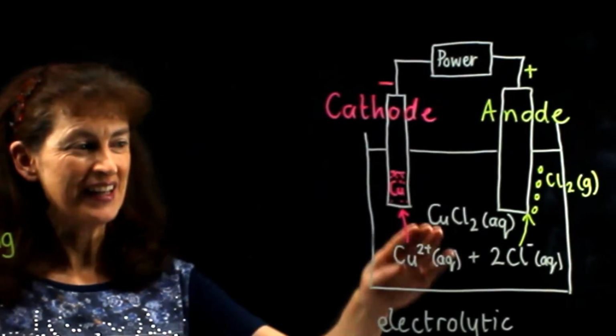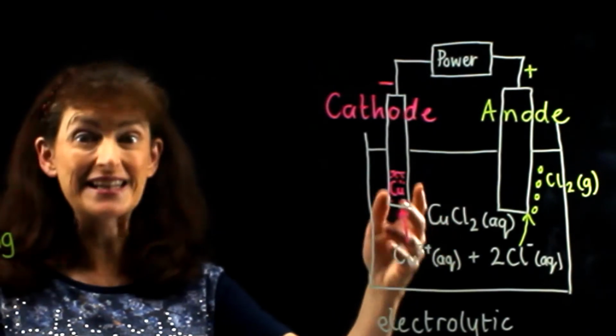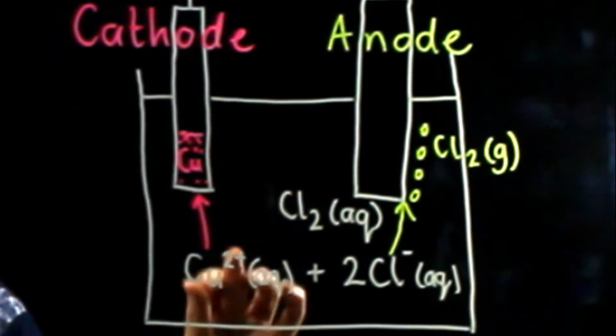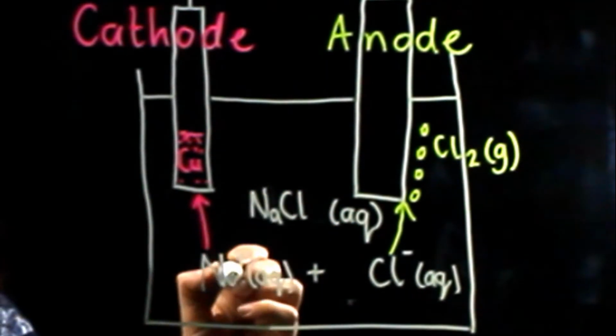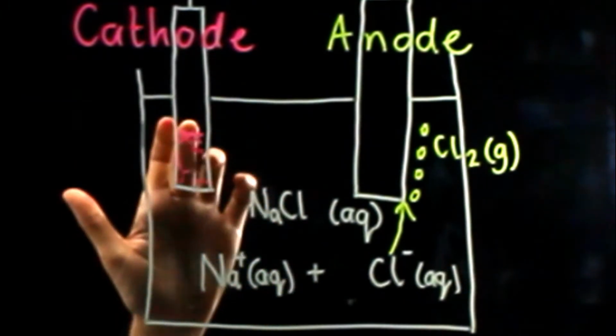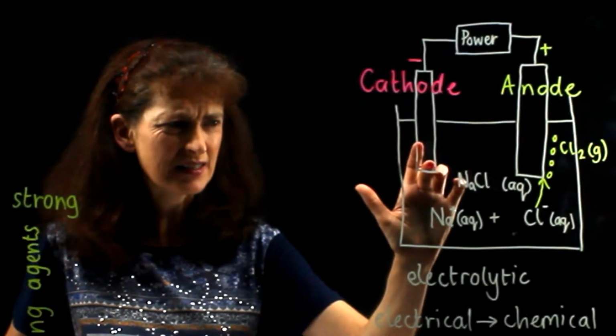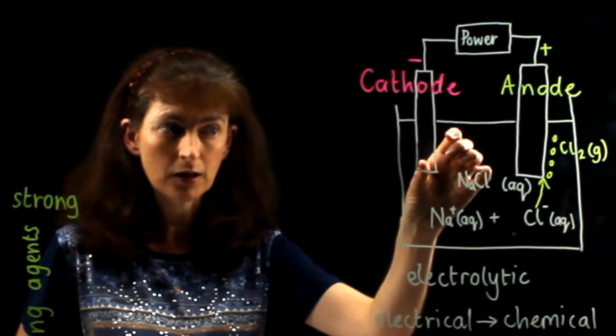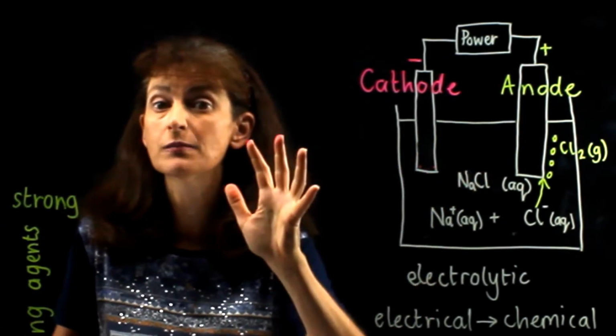Next, we're told that this copper chloride solution is replaced with a sodium chloride solution. So now we no longer have copper ions there. So we can't get copper precipitating there anymore. So how is this going to be different? How's it going to be similar to the previous situation? And how's it going to be different? Let's start with the similarity.